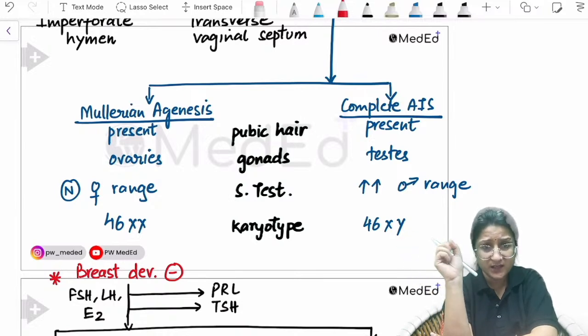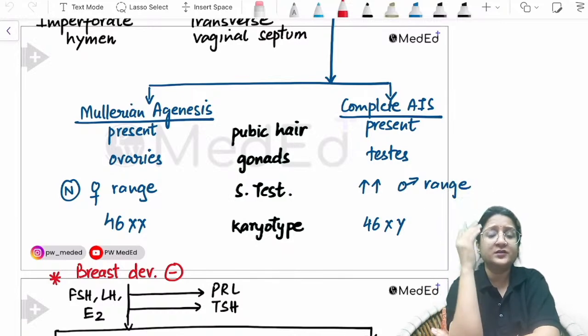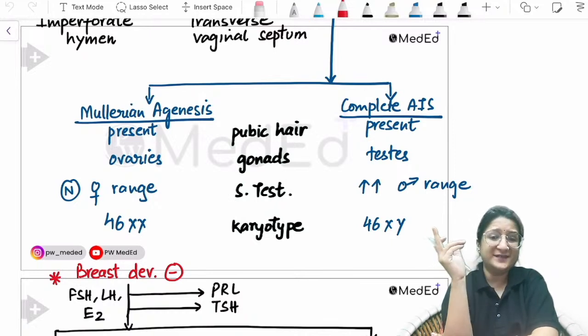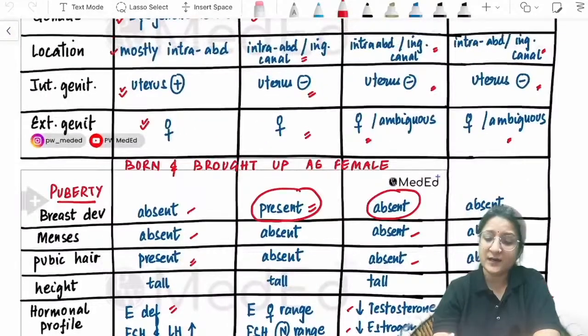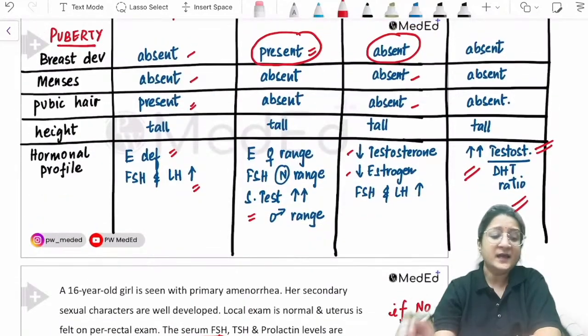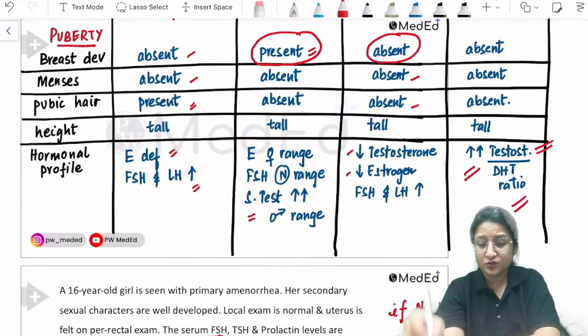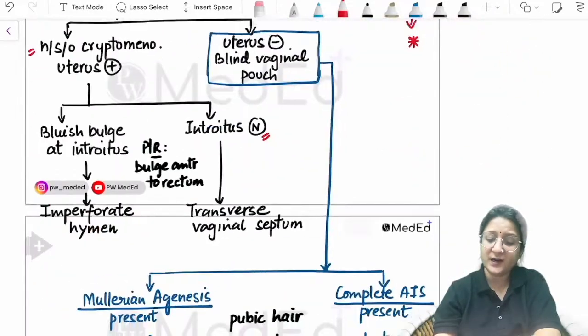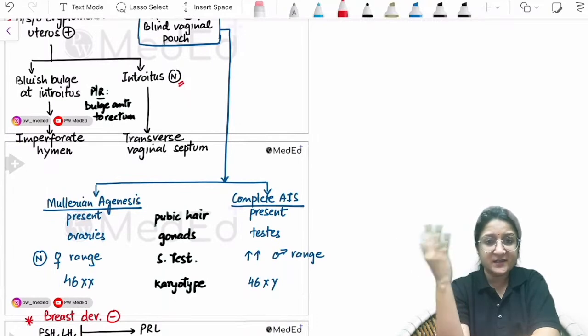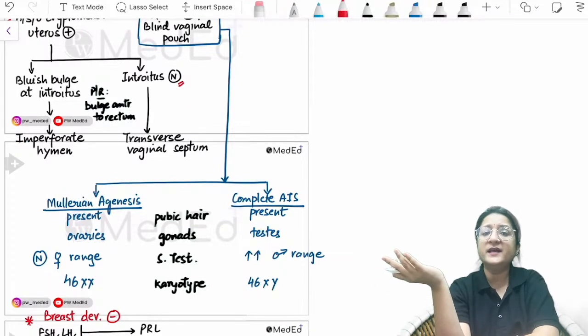If the uterus is absent, the two possibilities to consider more commonly are Mullerian agenesis or complete androgen insensitivity syndrome. However, we just discussed other situations where disorders of sexual development can happen. But in all those disorders, like androgen synthesis deficiency and 5-alpha reductase deficiency, breast development is absent. That is another important point. So in the chart, if breast development is present, the uterus is absent and there's a blind vaginal pouch, we think about Mullerian agenesis versus complete androgen insensitivity syndrome.